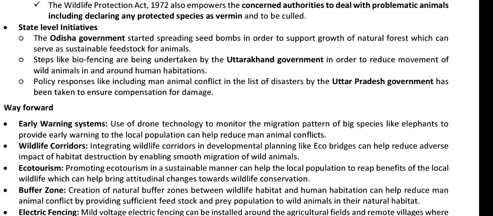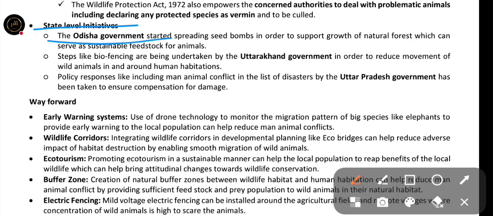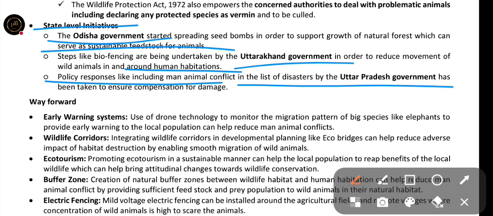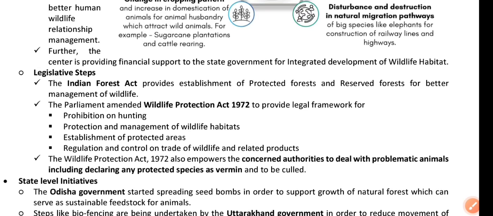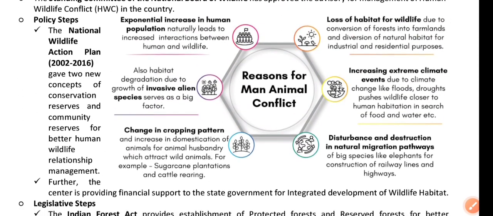Okay, and at the state level initiatives, the Odisha government started spreading seed bombs in order to support growth of natural forest which can serve as sustainable feedstock for animals. And steps like biofencing are being undertaken by the Uttarakhand government in order to reduce movement of wild animals in and around human habitations. And policy responses like including man-animal conflict in the list of disasters by the Uttar Pradesh government have been taken to ensure compensation for damage. Okay, so these are the national as well as state level initiatives for this human wildlife conflict.